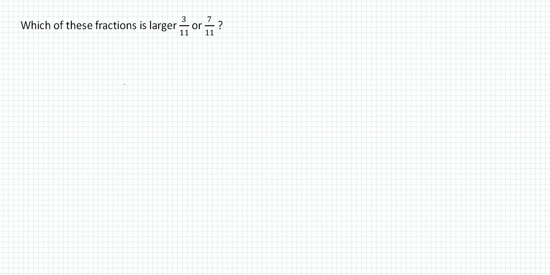So which of these fractions is larger, 3/11 or 7/11? What you have here is two fractions with the same denominator. Now we're going to compare the numerators. So the question you ask yourself is, which number is larger, 3 or 7? 7 is greater than 3, so therefore 7/11 is larger than 3/11. Let's look at another example.